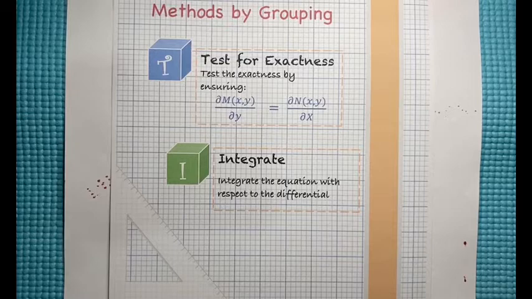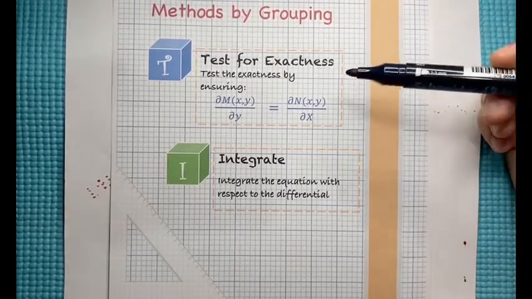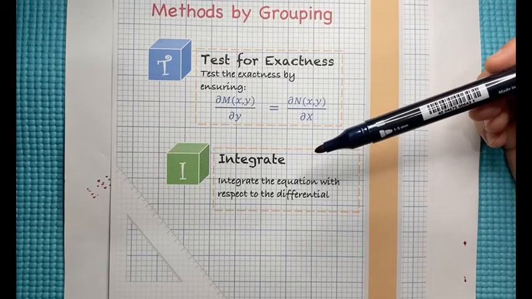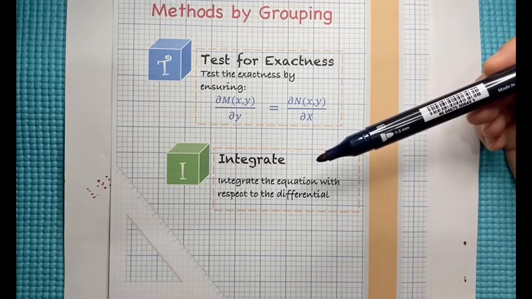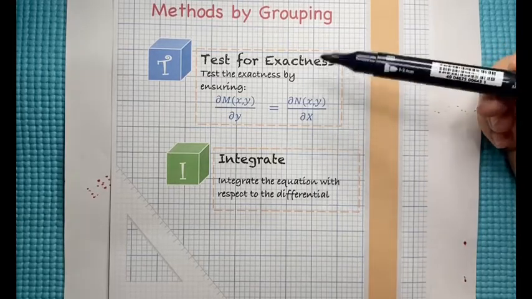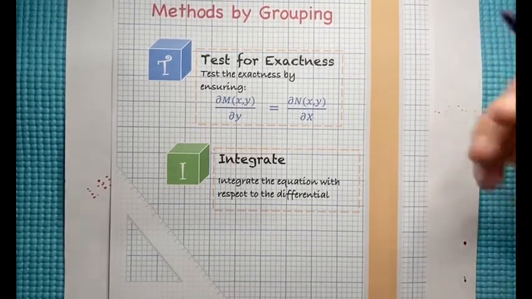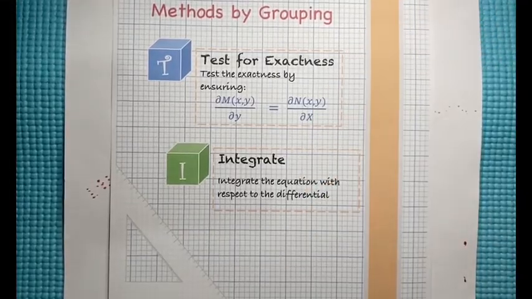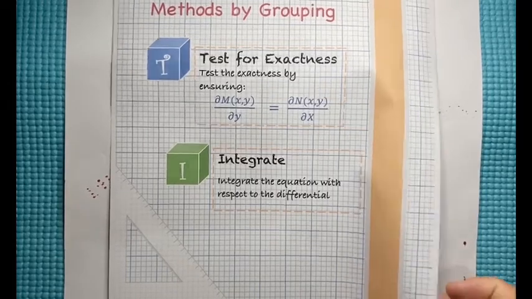But the method of grouping is simpler as compared to the method of exact differential equation because we just need to partially integrate the given differential equation, by considering the variable of the differential to be the variable, and then the other one would just be considered as a constant.